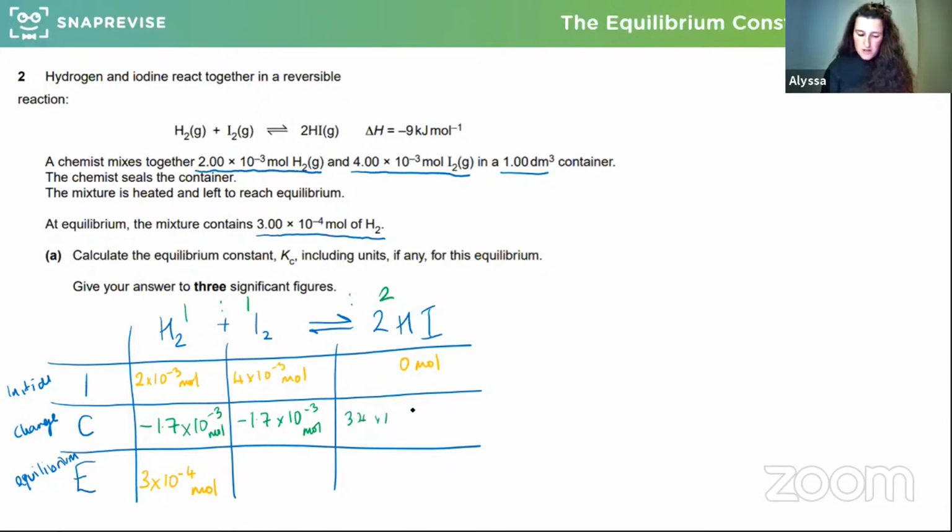3.4 times 10 to the minus 3. I'm running out of time. I need to speed up a little bit.